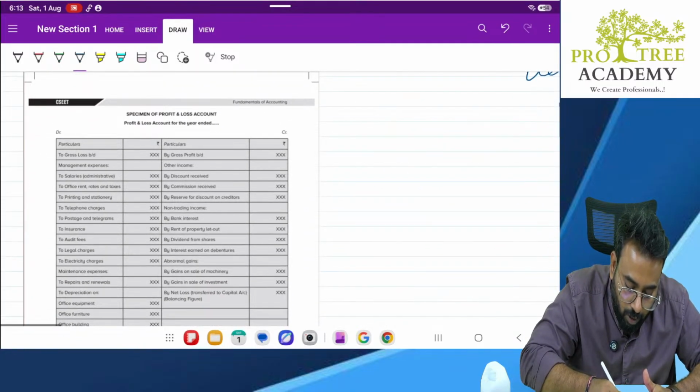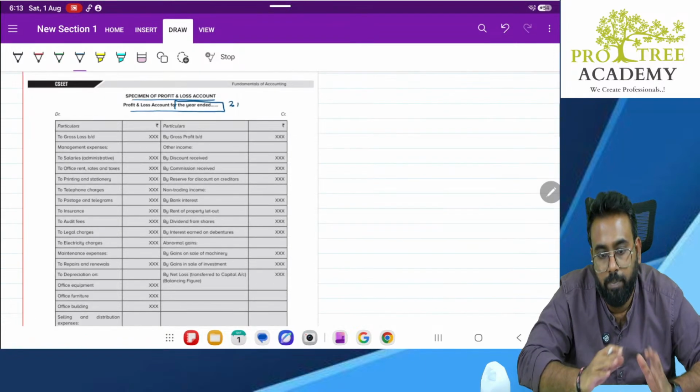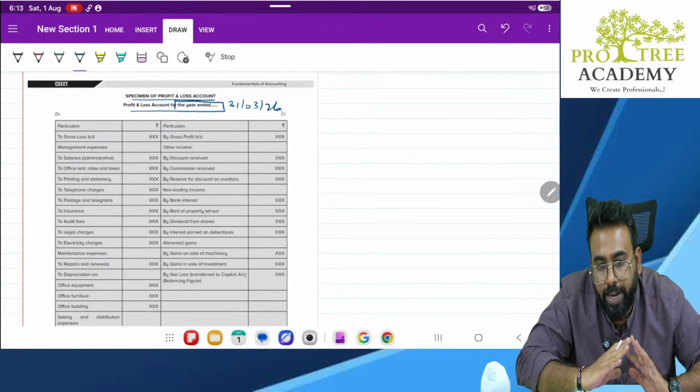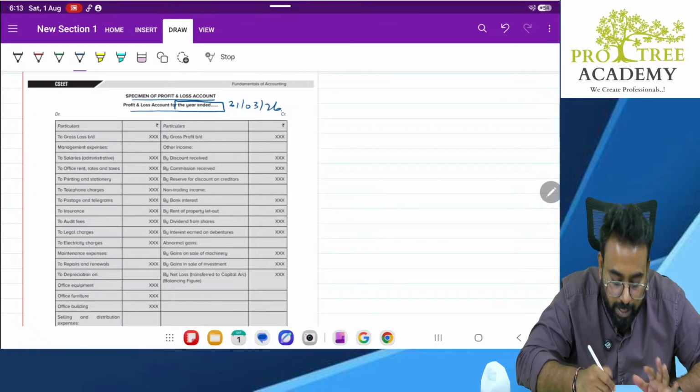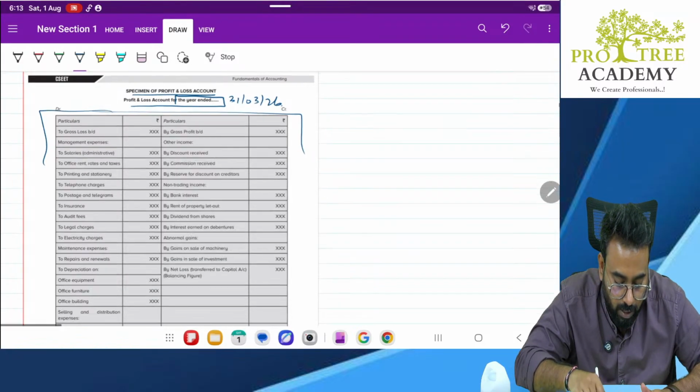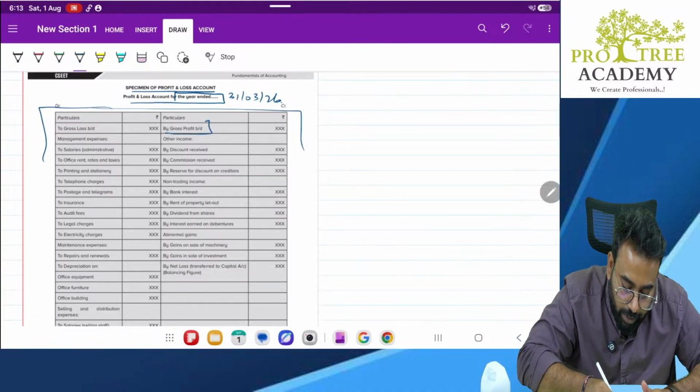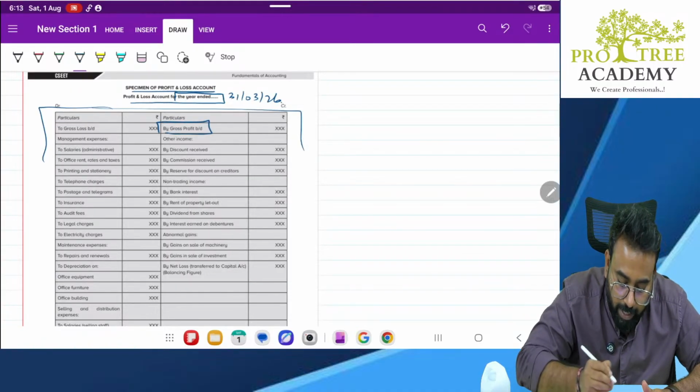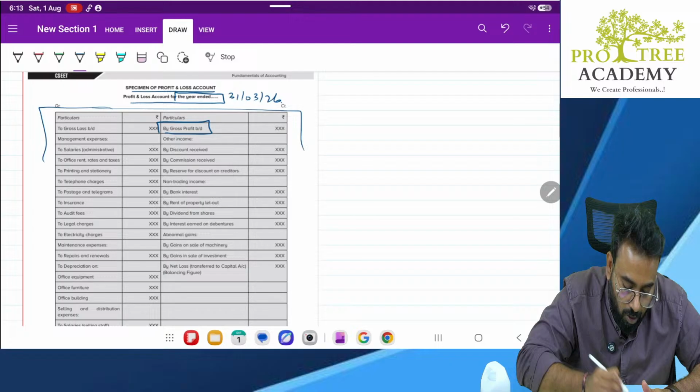Here also, profit and loss account for the year ended on, say, 31st March 2026. That means the entire transactions are summarized into this, and all 12 months of data will come into this. Here, gross profit, if it is profit, will come from here. If it is loss, it will come from here, as gross loss.